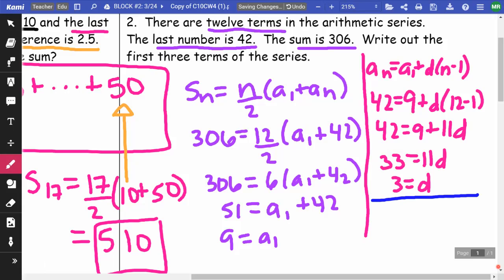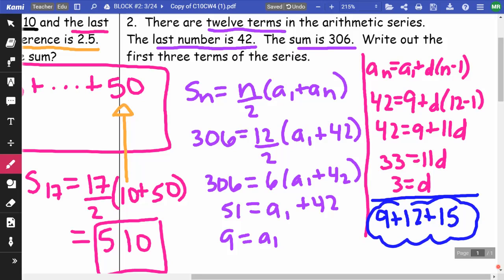So now I can write my series, the first 3 terms. First one's 9, plus the next one is going to be 3 more than that, which is 12, plus the next one's going to be 3 more than that, which is 15. So those are the first 3 terms. And that is going to be my answer. That's what we're looking for.